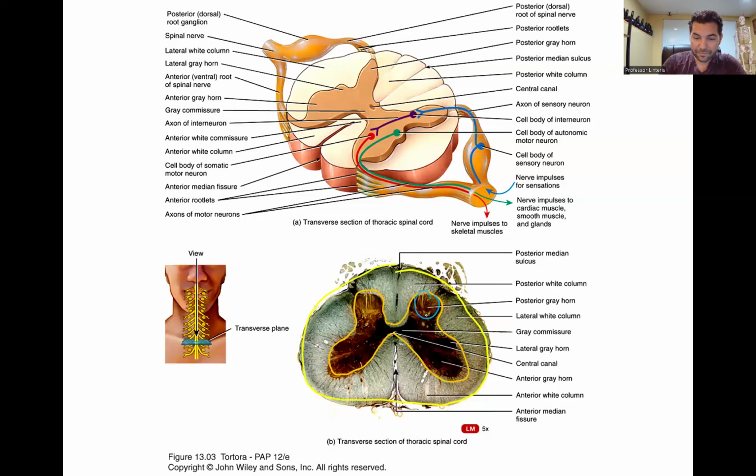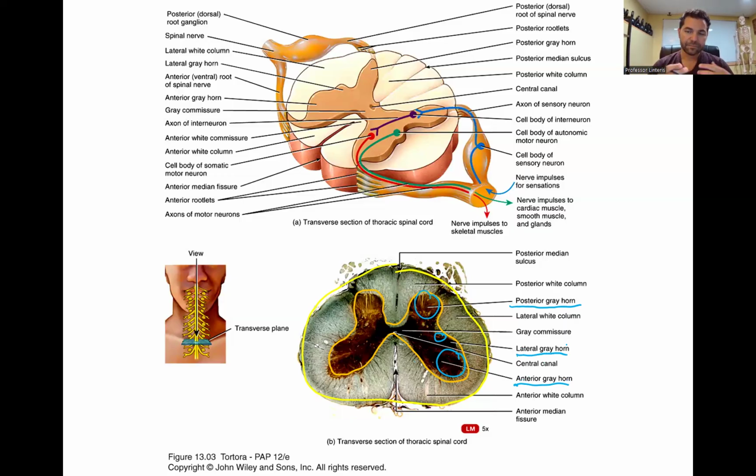The gray matter has horns. So I'll try to color code this for you. We have a horn in the back of the spinal cord, and I'll tell you how you can tell the difference between the front and the back. It's called the posterior gray horn. We have an anterior gray horn, which is the horn found in the front. And we have a lateral gray horn, which are these small guys sticking off the side in the middle.